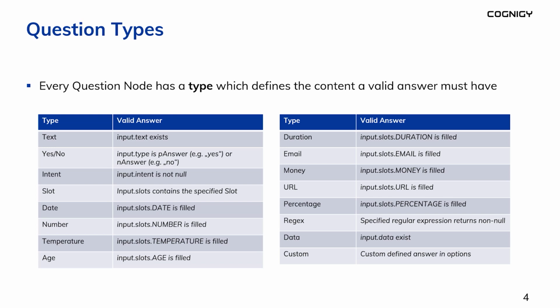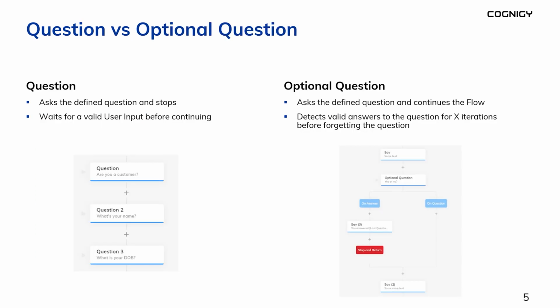In Cognigy, we have two different types of questions. We have the regular question node, and we have the optional question node. The regular question node will ask the question and then stop. It waits for a valid user input before continuing. So for example, on the left side here, we can see, are you a customer? And we're expecting a yes or a no answer.